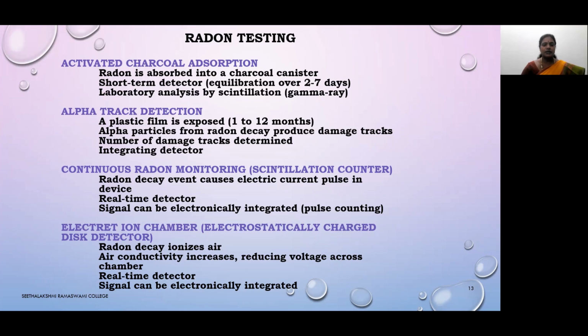Next one is continuous radon monitoring through scintillation counters. A radon decay event causes an electric current pulse in the device. It's a real-time detector, and here the signal can be electronically integrated through pulse counting.